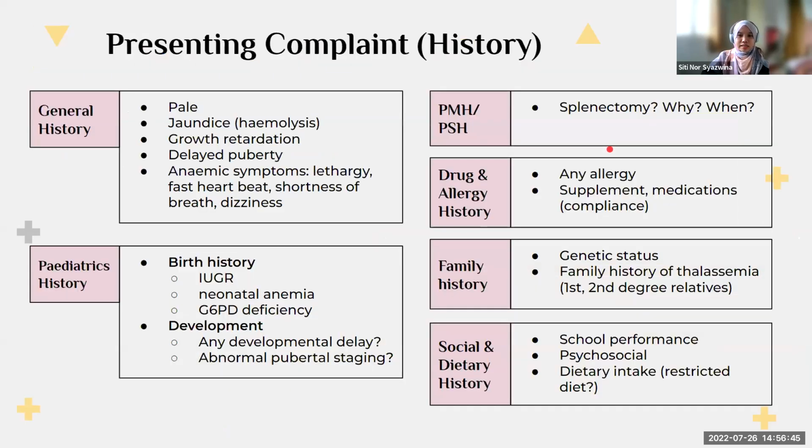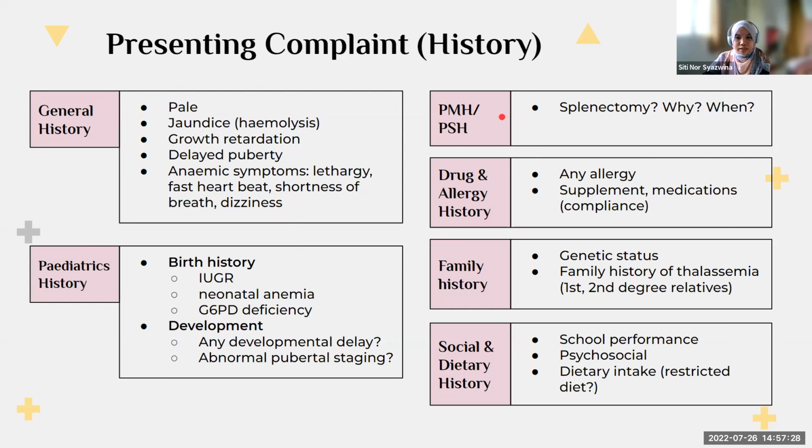Okay, the next is the symptoms of thalassemia. When clerking patients with thalassemia, in the general history, we ask for pallor due to hemolysis and ineffective erythropoiesis. The next is yellowish discoloration, jaundice, also due to hemolysis, growth retardation, and delayed puberty due to endocrine problems. Anemic symptoms such as lethargy, fast heartbeat or palpitation, shortness of breath, and dizziness. And for the pediatric history, as for the birth history, we ask whether the patient had IUGR, neonatal anemia, or G6PD deficiency, and any developmental concerns.